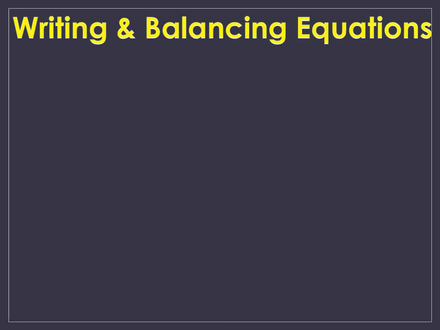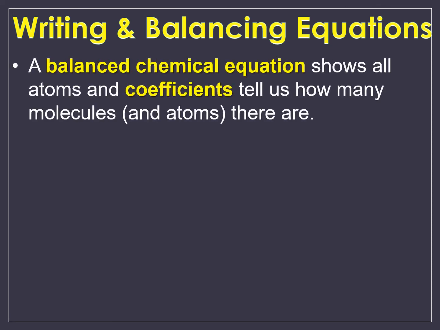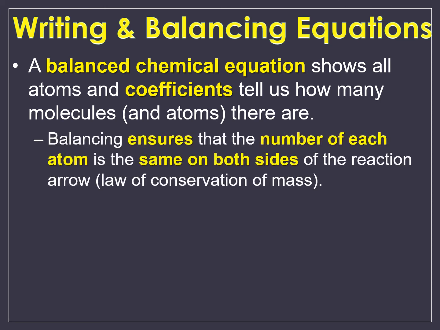In order to fix the issue from the previous slide, we're going to have to write a balanced chemical equation. So a balanced chemical equation shows all atoms and coefficients, and it tells us how many molecules and atoms there are. Okay, so balancing ensures that the number of each atom is the same on both sides of the reaction arrow. So it keeps the law of conservation of mass. Whatever is on the left side, the reactants, whatever we started with, will end up in the product side, but just rearranged, or we changed partners.